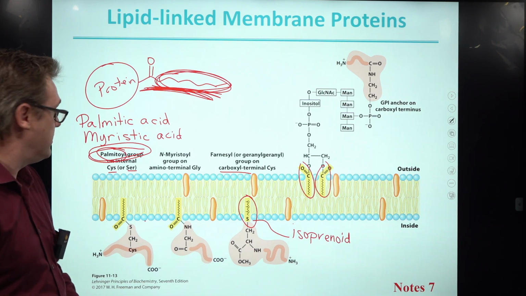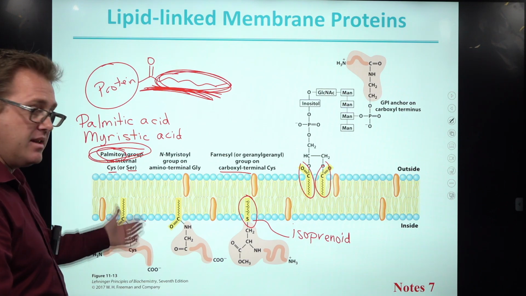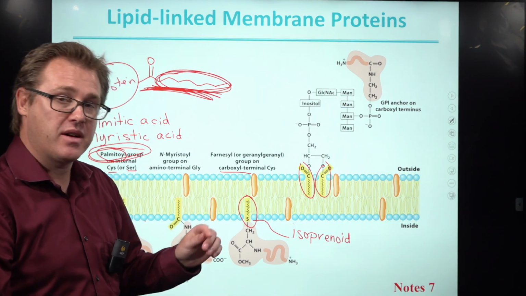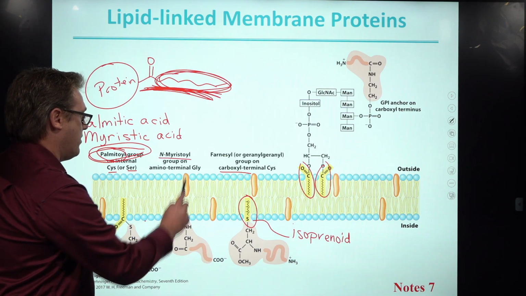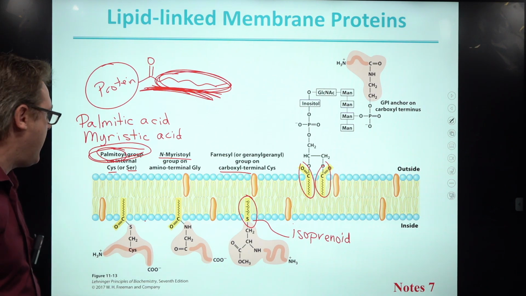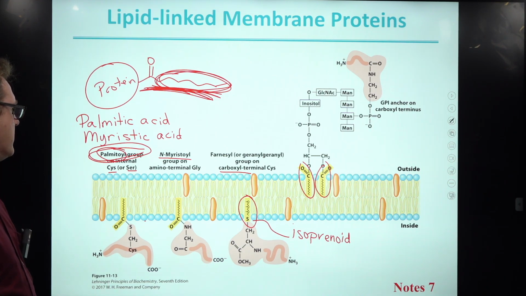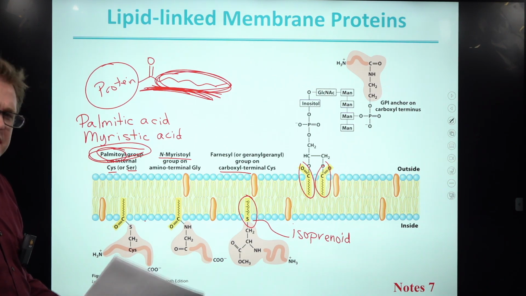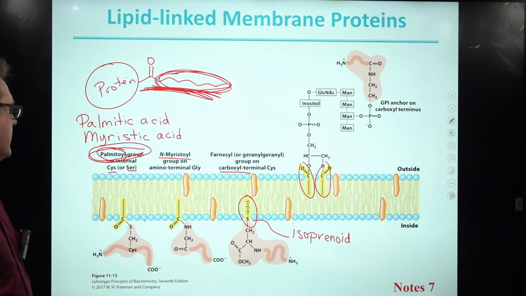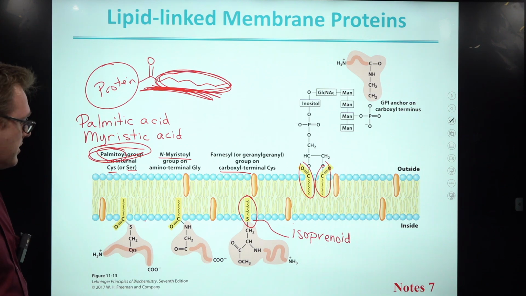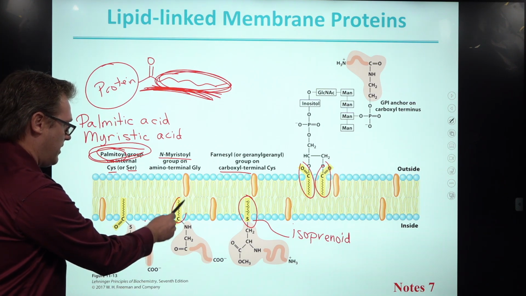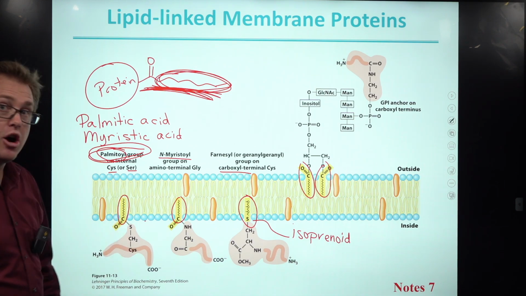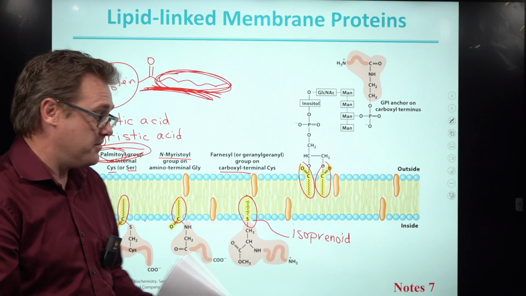Myristic acid. If you take myristic acid and attach it to the N-terminus of a glycine residue of a protein, you get that name, that connection right there: myristoyl. Okay, so we have the myristoyl group right there. And so that fatty acid right there and that fatty acid right there are two different types of fatty acids.